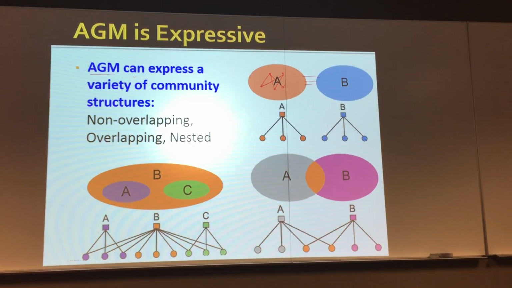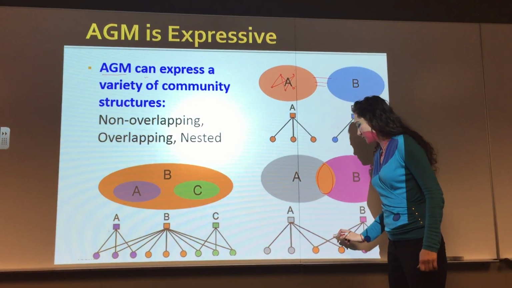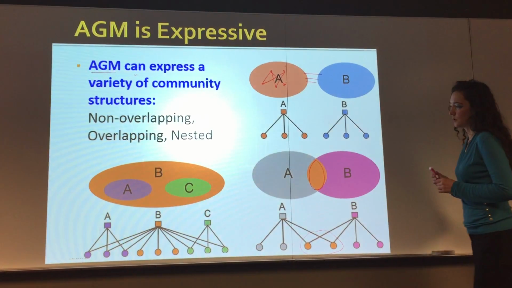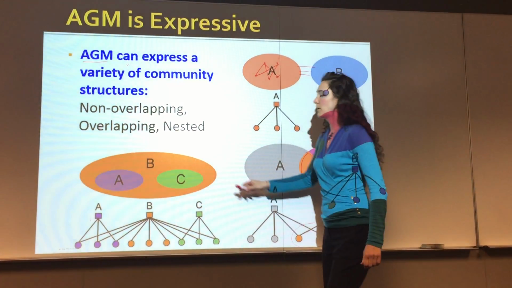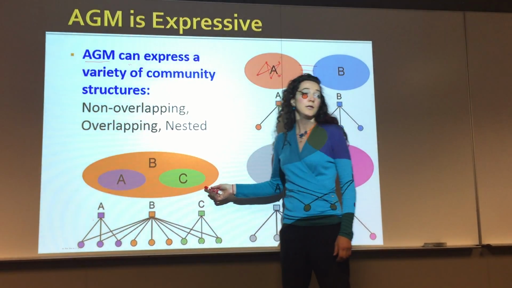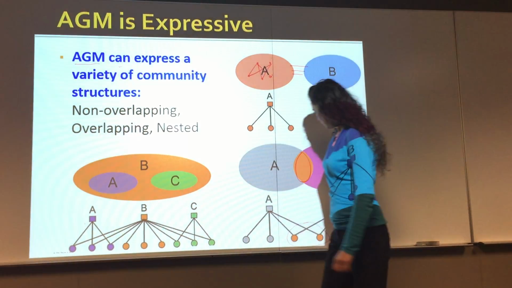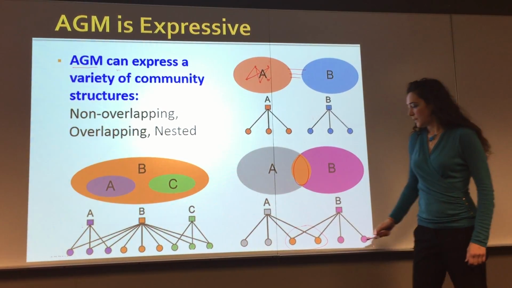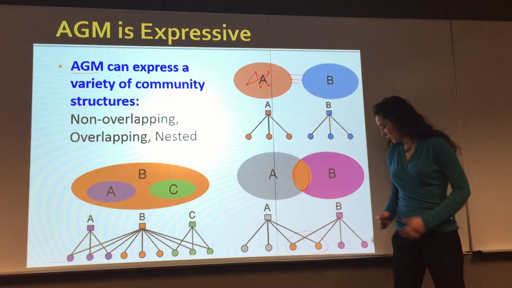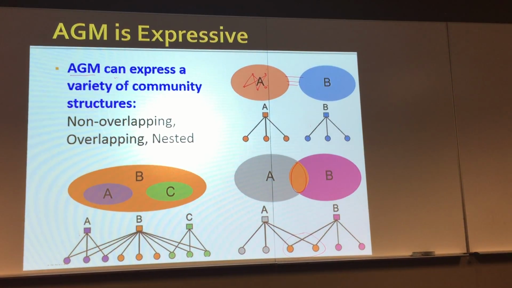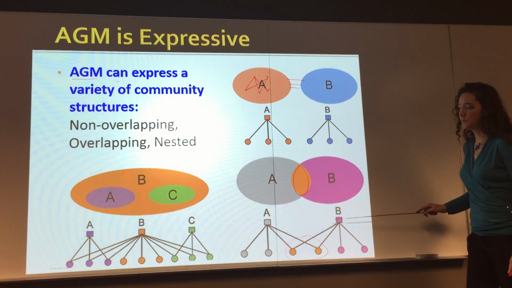If they are overlapping, then this is the overlap here. The orange nodes are the ones that overlap. Or it could be the case that they are completely nested within each other, the way that you have seen with hierarchical clustering. The way to model this overlap is just to show that the orange nodes have edges to both community A and community B.